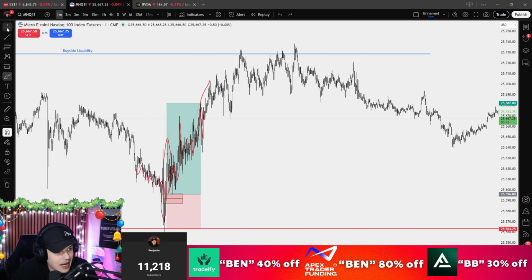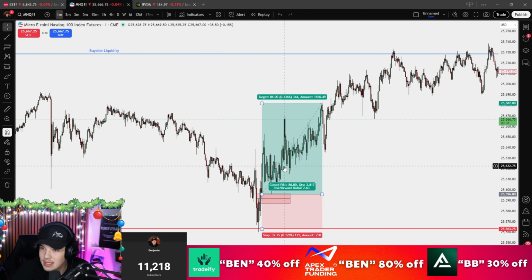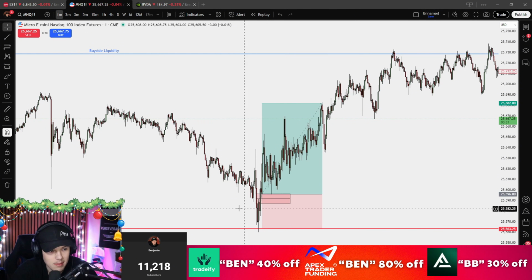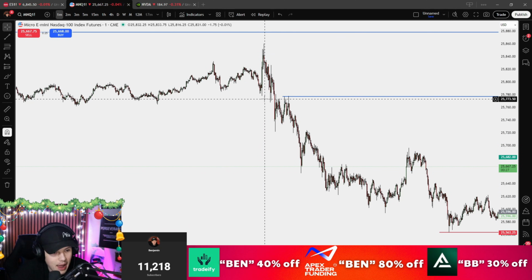So you can see that I identified that that was the profile, and then I capitalized off of it by taking this long. That is trading profiles. That is identifying profiles. And to be able to identify profiles is to see what happens with price action.